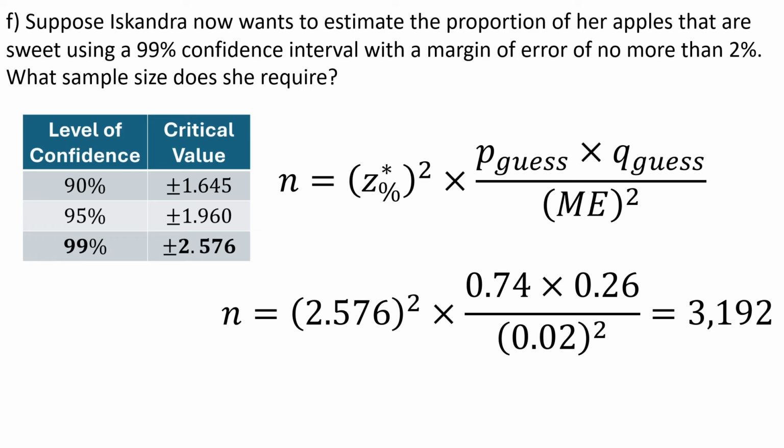And I'd just like to point out, by the way, that the sample size is really big. And imagine collecting that many apples and determining whether or not they're sweet. That's a lot of bites of a lot of apples. But the reason the sample size is so big is because a margin of error of only 2% is very small.